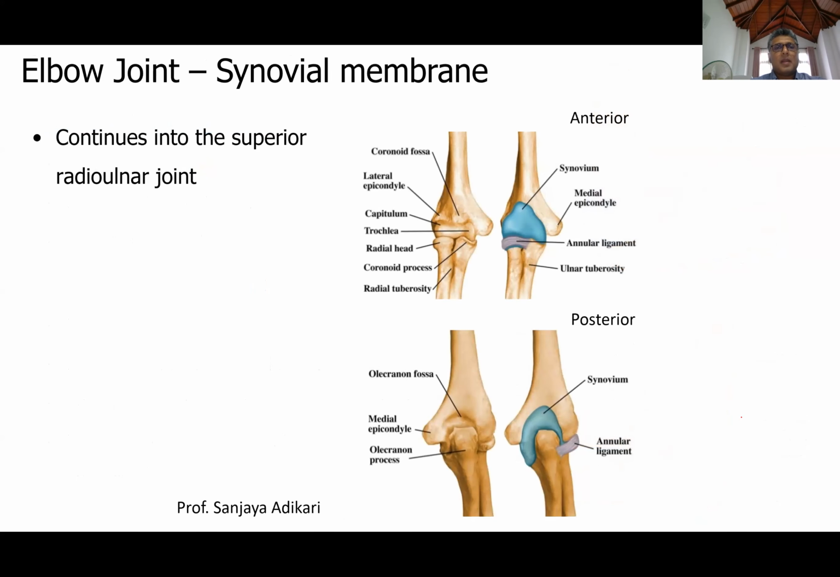The synovial membrane of the elbow joint, as I said before, is shared by the proximal radioulnar joint as well. The same synovial membrane continues into the proximal radioulnar joint.